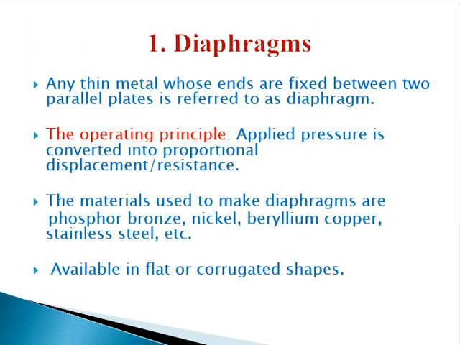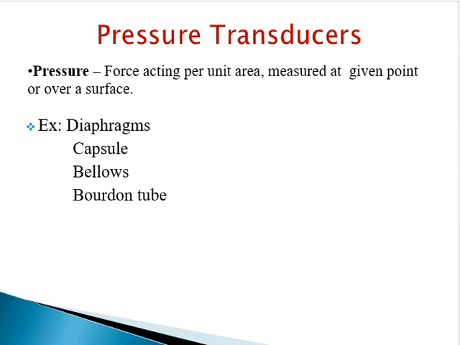So let us see the next type of transducer, which is called a pressure transducer. What do you mean by pressure transducer? It is a transducer which converts pressure into an electrical signal. Let us first understand what pressure is. Pressure is nothing but force acting per unit area, measured at a given point or over a surface.